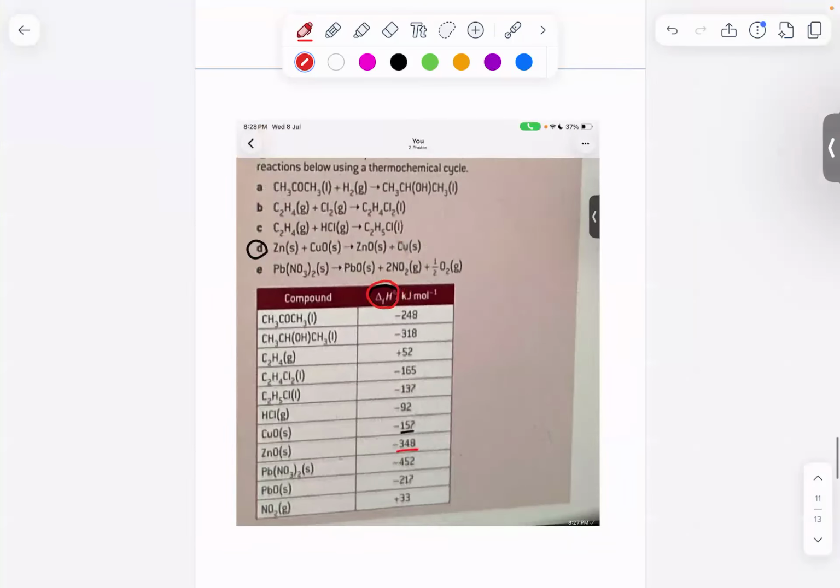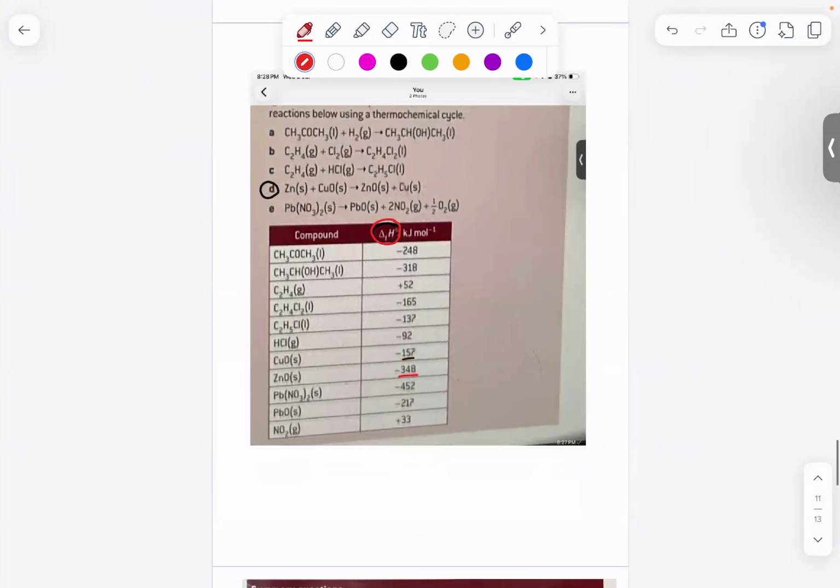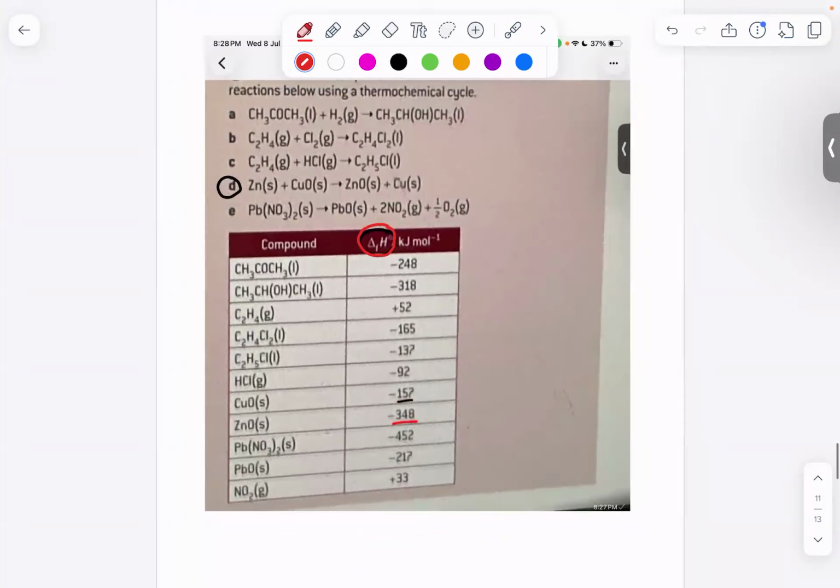Do part D. Which one should I do? Sorry, which question should I do? D. I told you, part D. And keep this in your mind: you have been given the standard enthalpy change of formation. So you know how to make the thermochemical cycle, right? Yeah. Okay, good.